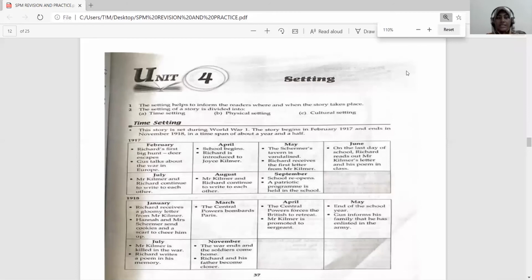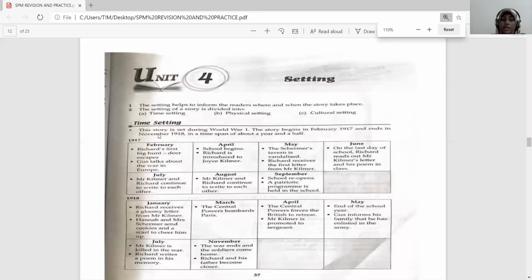I have a setting here. Setting here is by the month. You can see the chronology of the story. Okay, setting is divided into three: the first one, time setting, physical setting, and cultural setting. The important setting is the time setting, which you have to memorize exactly, right? If they ask you about the setting, you have to mention everything exactly.